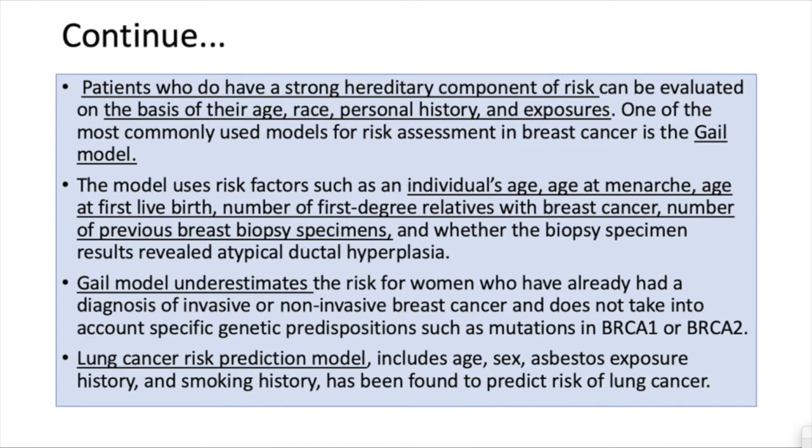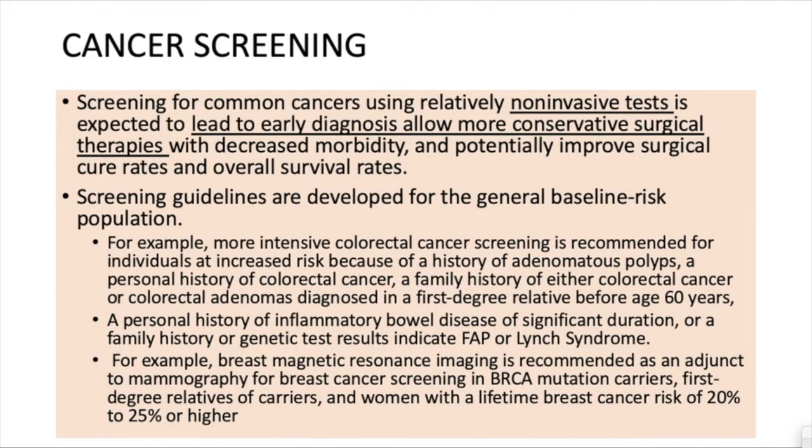The Gail model mainly underestimates the risk of women who have already had a diagnosis of invasive or non-invasive breast cancer, and does not take into account specific mutations which predispose to breast cancer, that is BRCA1 and BRCA2 mutations. Then there is the lung cancer prediction model, which includes age, sex, asbestos exposure, and history of smoking. These are all used to predict the risk of lung cancer.